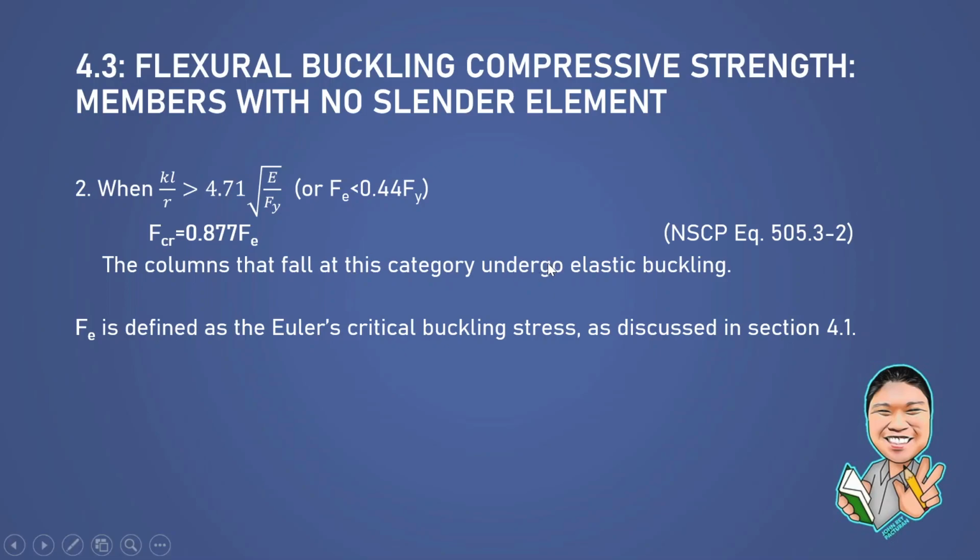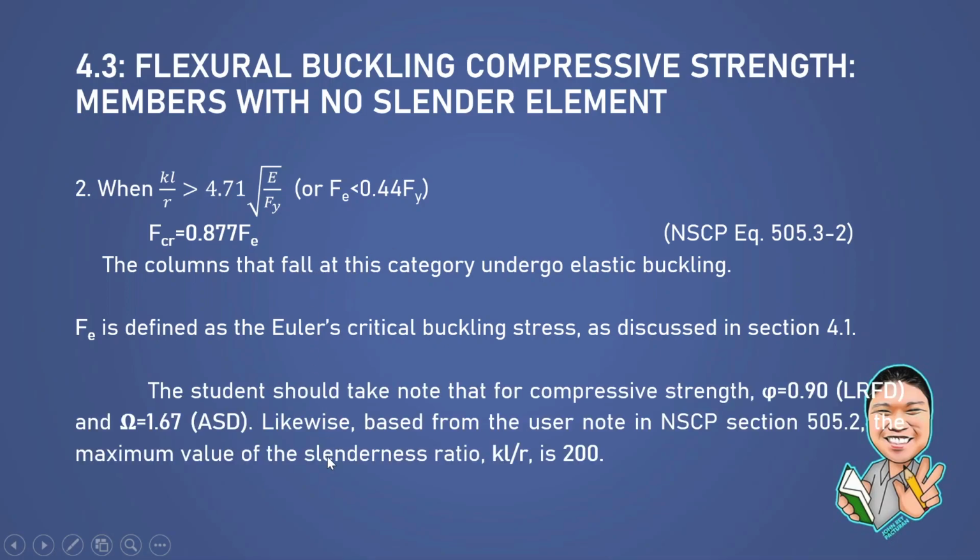Di ba? And according din dito, the student should take note that the compressive strength, yung ating strength reduction factor for LRFD is 0.90 and yung ating safety factor or factor of safety is 1.67 for ASD. Likewise, based on the user note of NSCP section 505.2, the maximum value of the slenderness ratio, KL over r, is 200. So, ibig sabihin po, hindi na po pwedeng lumampas ng 200 ang slenderness ratio ng ating mga compression element.